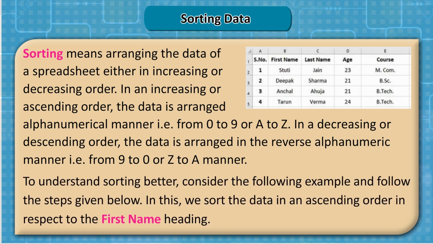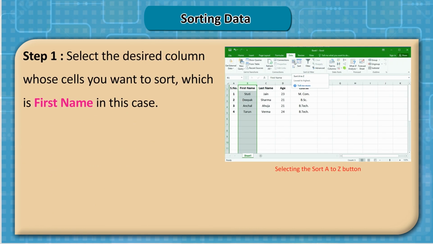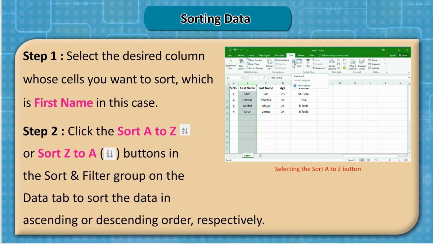To understand sorting better, consider the following example and follow the steps given below. In this, we sort the data in an ascending order with respect to the First Name heading. Step 1. Select the desired column whose cells you want to sort, which is First Name in this case. Step 2. Click the Sort A to Z or Sort Z to A buttons in the Sort and Filter group on the Data tab to sort the data in ascending or descending order, respectively.